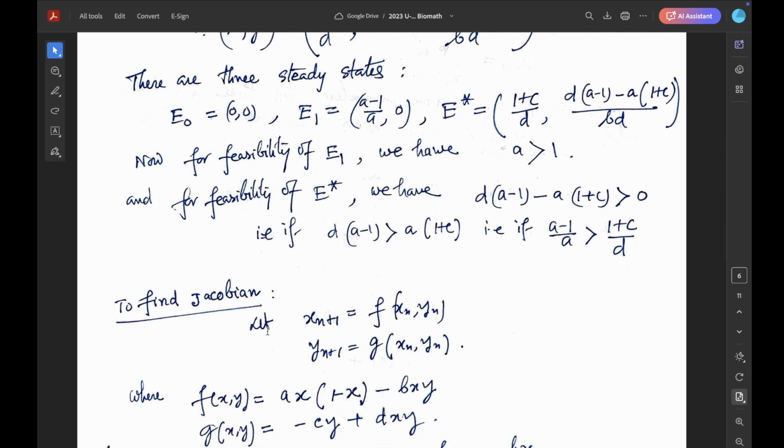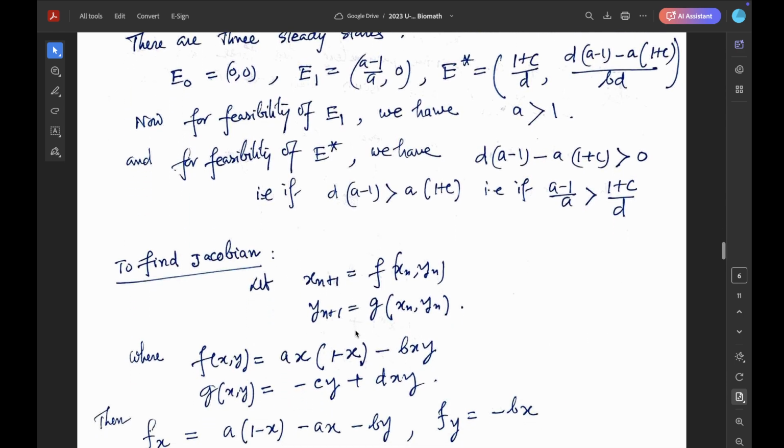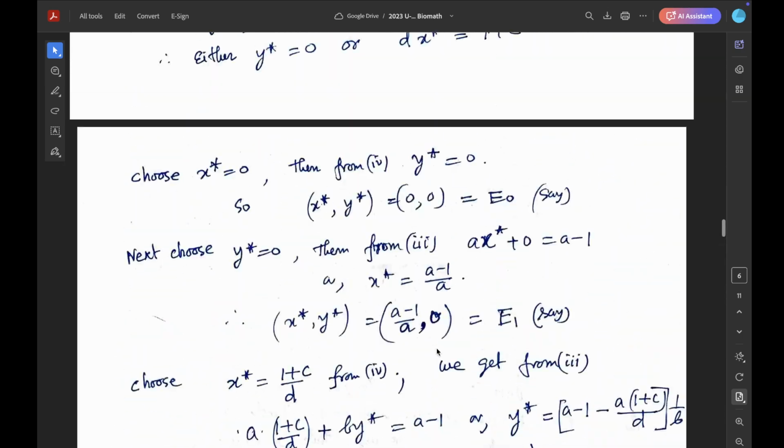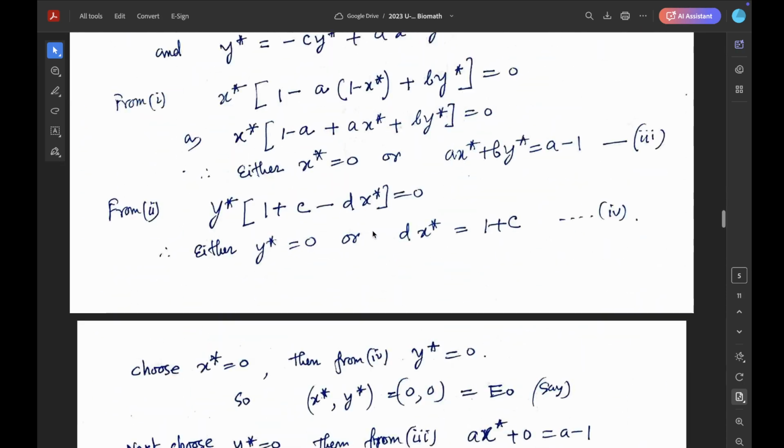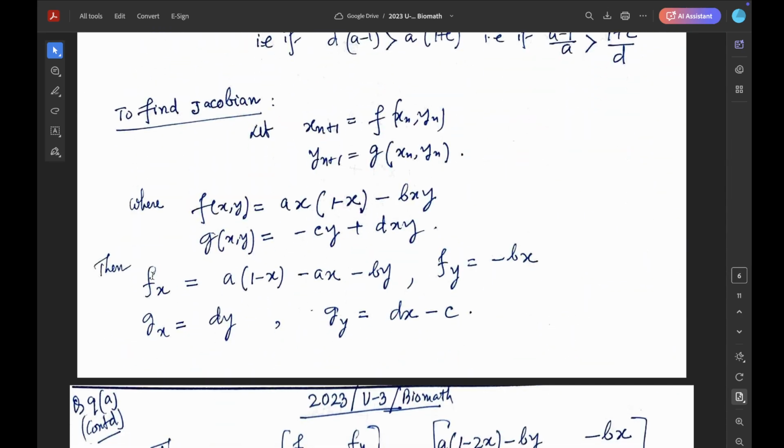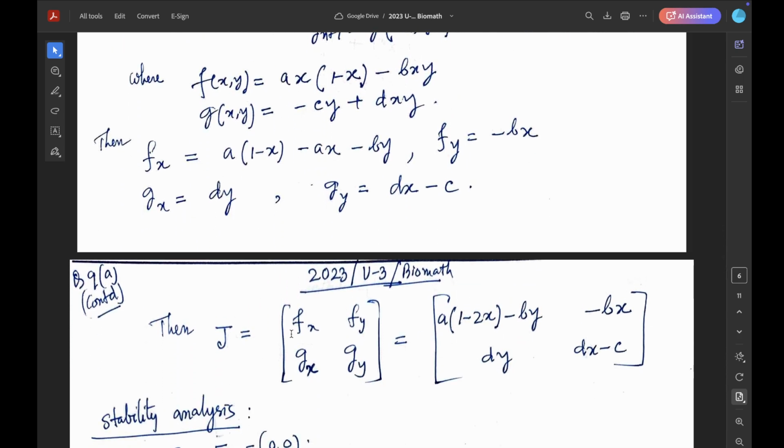Now we find the Jacobian matrix J for this system. Let x(n+1) equal f(xn, yn) and y(n+1) equal g(xn, yn), where f(xn, yn) equal to f(x, y), putting xn equal to x and yn equal to y, equals ax(1 minus x) minus bxy. From the given system, the right hand side is called f(x, y) and for this g(x, y) for the right hand side. Next, del f/del x, del f/del y, del g/del x and del g/del y, we get this. Hence the Jacobian is this: fx, fy, gx, gy. So we get a(1 minus 2x) minus by, minus bx, dy, dx minus c.